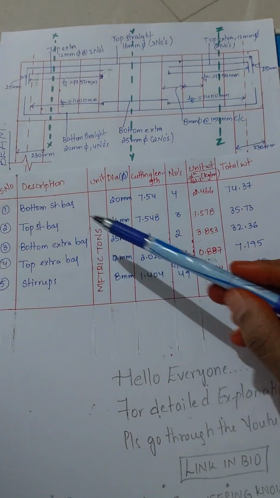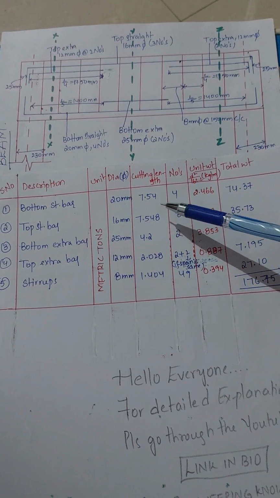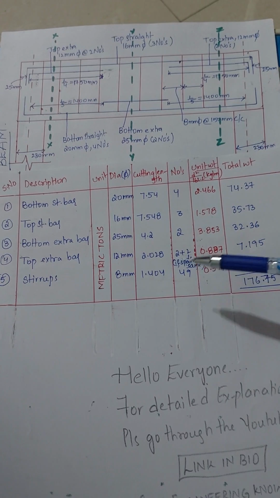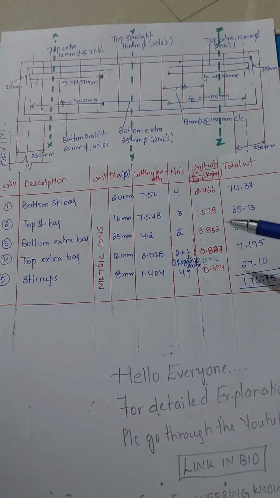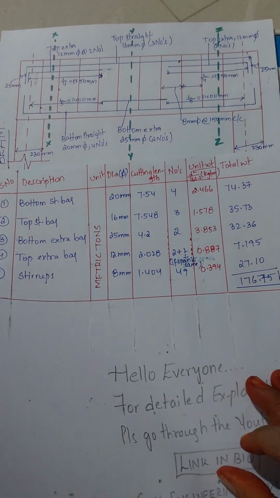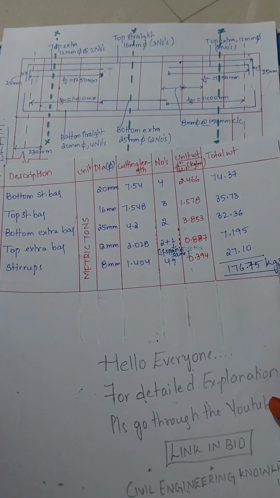In the same way, please go through the diagram and note the dia of steel used, the cutting length as we calculated before, the number of bars we are providing in the section, and the unit weight of the different dias. After multiplying all those three we will get the total weight of steel. Here we got the total weight of steel as 176.75 kg.